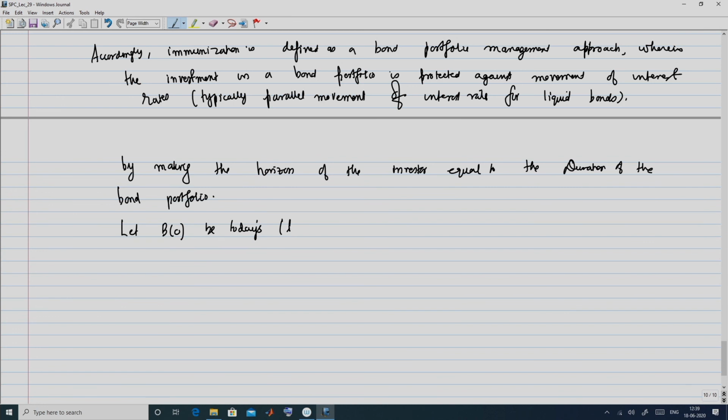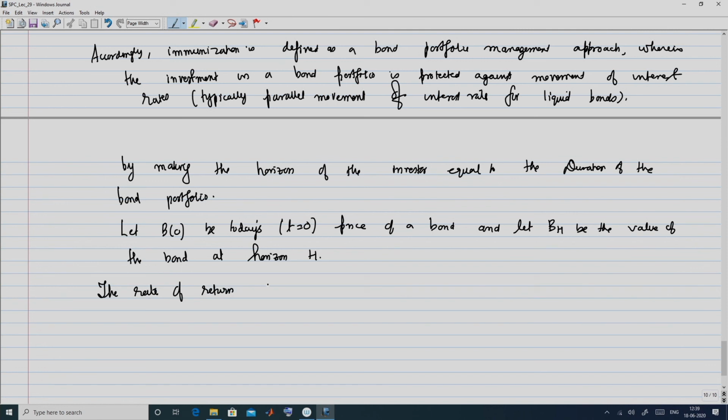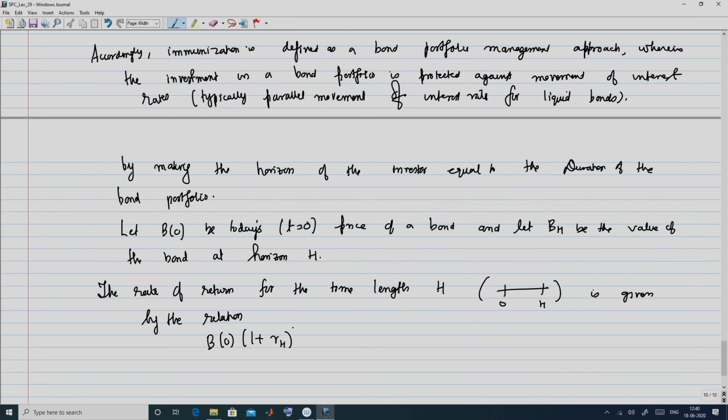So, to be a little more specific, let B0 be today's price of a bond, that is at time t equal to 0, and let BH be the value of the bond at horizon H. The rate of return for the time length H, that is during the interval 0 to H, is given by the relation B0 into (1 plus RH) raised to H is equal to BH.